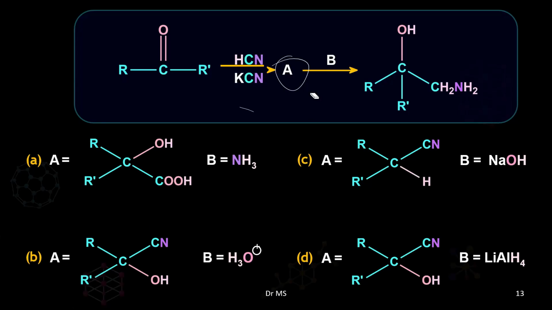So by using the B, you will be getting here the CH2NH2. Whatever the cyanide is there, the cyanide is replaced with the CH2NH2. That means it should be a very strong reducing agent. Among all these, which one is a very strong reducing agent? LiAlH4, lithium aluminum hydride. LiAlH4 is a strong reducing agent, so the option is D.